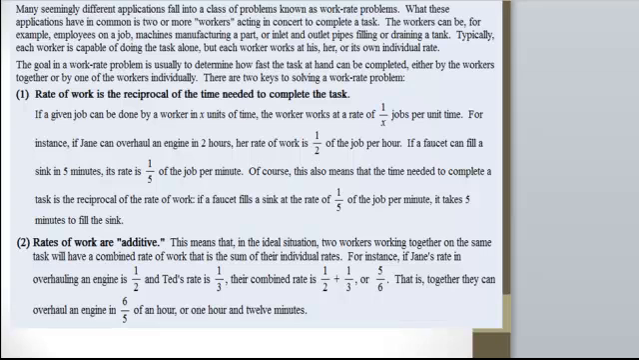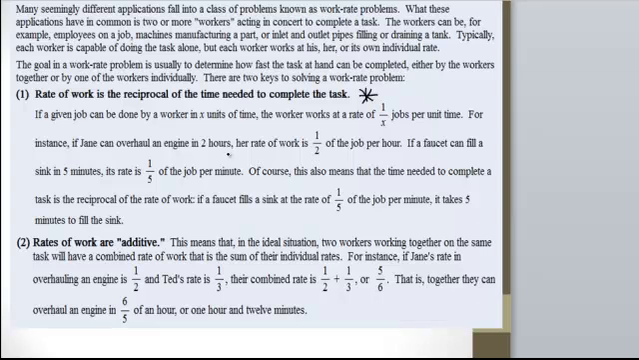There are two keys to solving a work rate problem. One of those is: rate of work is the reciprocal of the time needed to complete the task. That's a really important thing to know right there. For example, if Jane can overhaul an engine in 2 hours, her rate of work is half of the job per hour. Does that make sense?